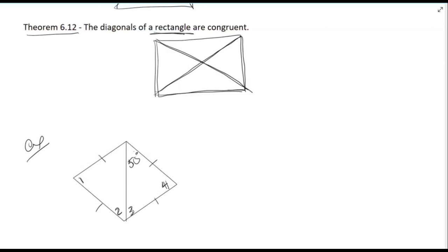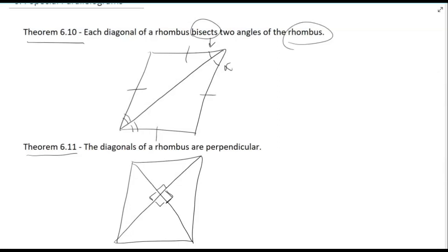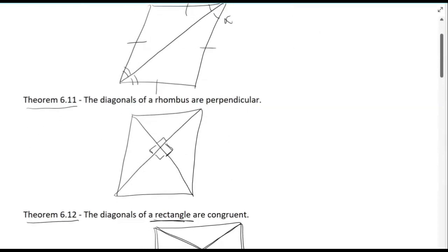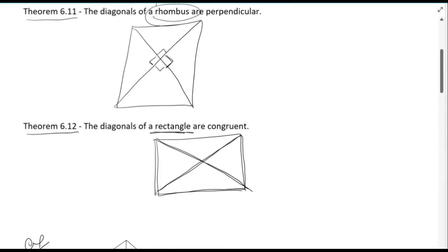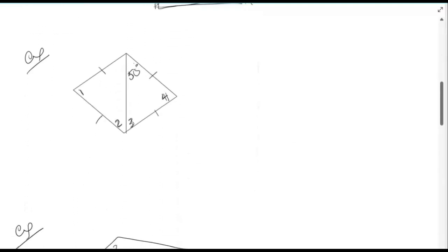I did not go back and put the converse of each of these, but the converse is true. So if a diagonal bisects two angles of a parallelogram, then the shape is a rhombus. If the diagonals form a perpendicular, then the shape is a rhombus. And if the diagonals are congruent, then the shape is a rectangle. So the converse of these theorems are true as well. So make a note of that. I don't think that you have any of those in your homework tonight, but it's good to just know.